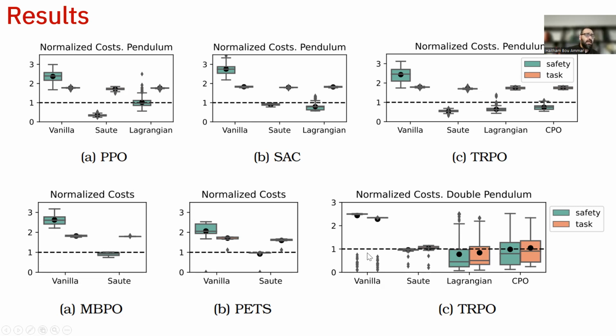And then we also see a similar behavior in terms of the double pendulum. What is really interesting to show is that our safety is always below the constraint we have. However, the Lagrangian or the CPO can sometimes have extremely bad, unsafe behavior.